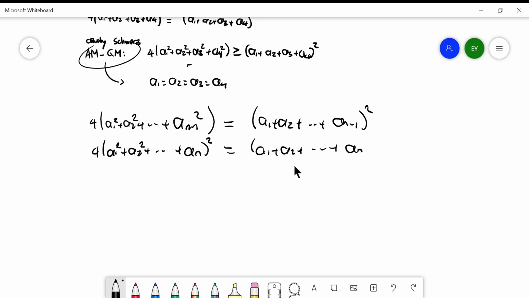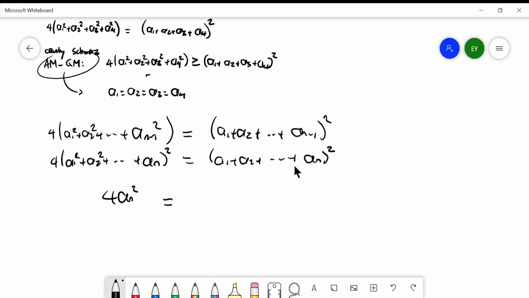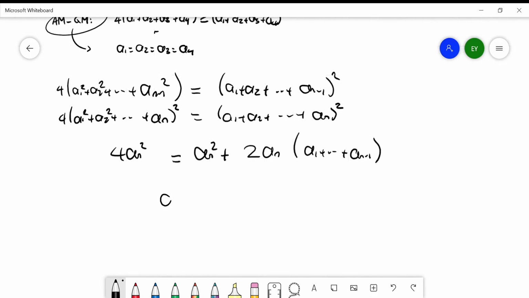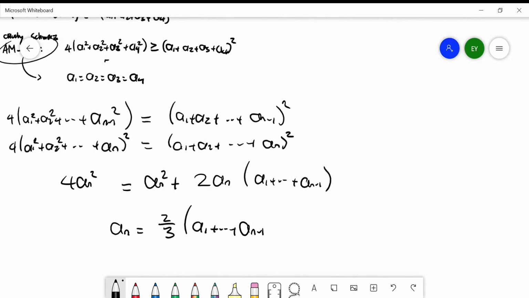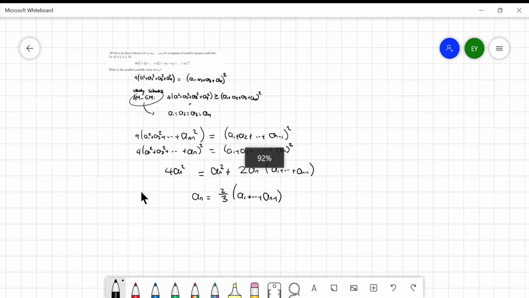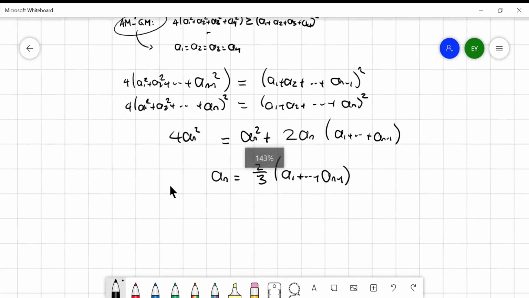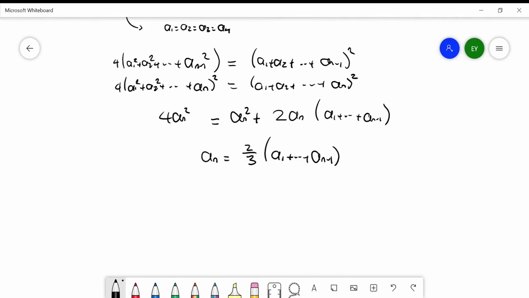And then when we subtract these two equations, we will actually get 4an squared on this side, and we're going to get an squared plus 2an times (a1 plus all the way through a(n-1)) here. Okay, so now I can move this over, and we easily see that an is equal to 2/3 of the sum of a1 through a(n-1). So now we're pretty happy because we have a general idea of what we're going to do. All we need to do is calculate a closed form for an.